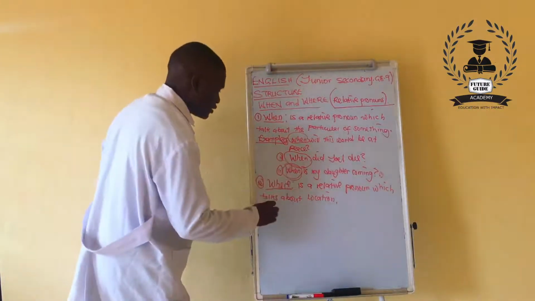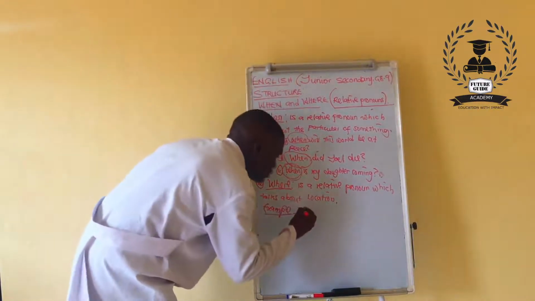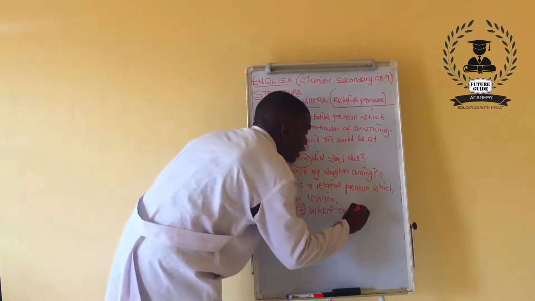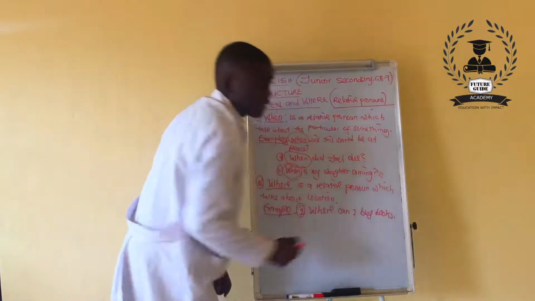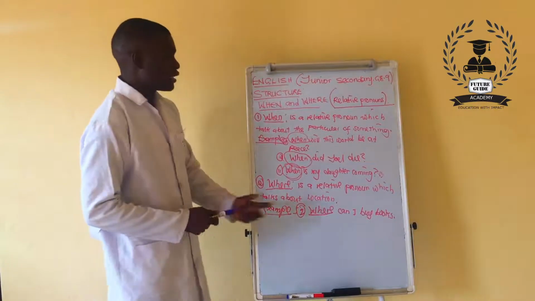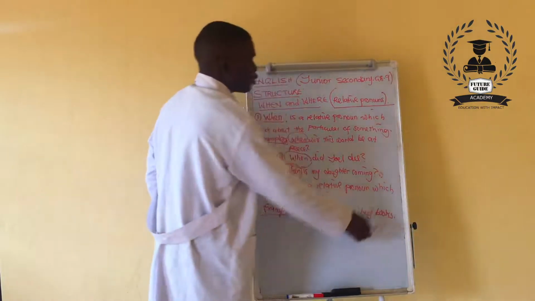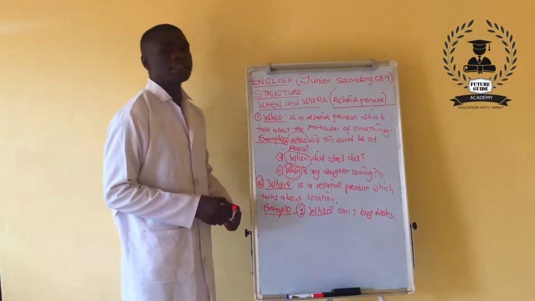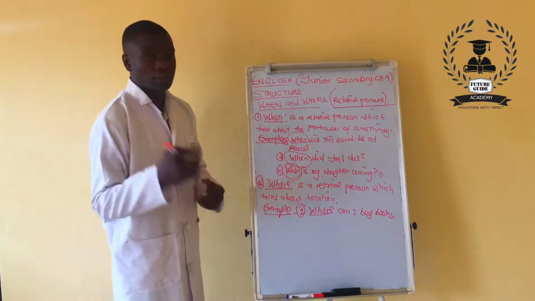So take for instance, in our example 1, we have: where can I buy books? Where can I buy books? We have that word where telling us about a particular location. Location of doing what? So that we can be able to buy what? Books. So the use of where in the sentence is helping us to identify a particular location.